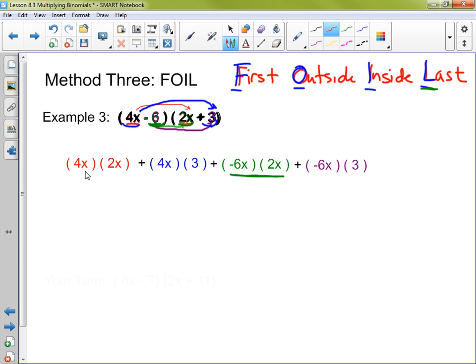So if I multiply 4x times 2x, I get 8x squared. And if I multiply 4x times 3, I get positive 12x. And negative 6x times, that really should just be 6. Negative 6 times 2x is minus 12x. And negative 6x times 3, and that should also just be negative 6 times 3, is negative 18.